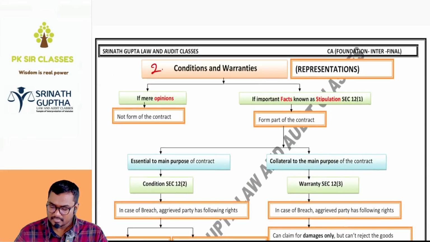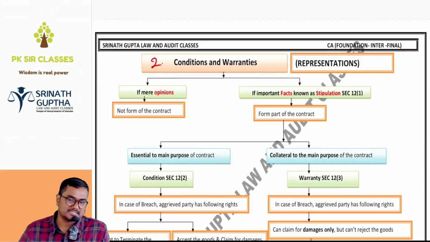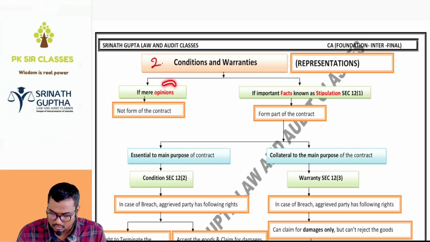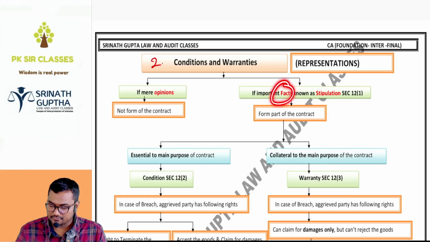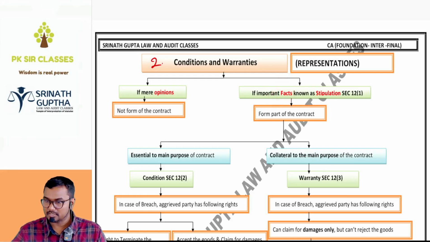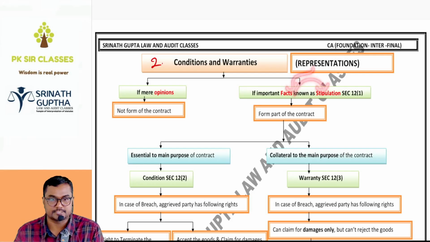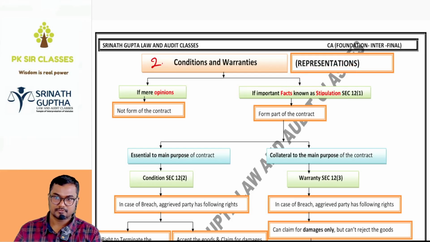So whenever we enter into a contract of sale of goods, the seller will explain what he has, and the buyer will explain what he needs. All these explanations are said to be representations. Some of the explanations are opinions, which will not form part of the contract. Some of the explanations are facts, which will form part of the contract. Those representations which are facts are said to be stipulations. A stipulation is a representation which is a fact.